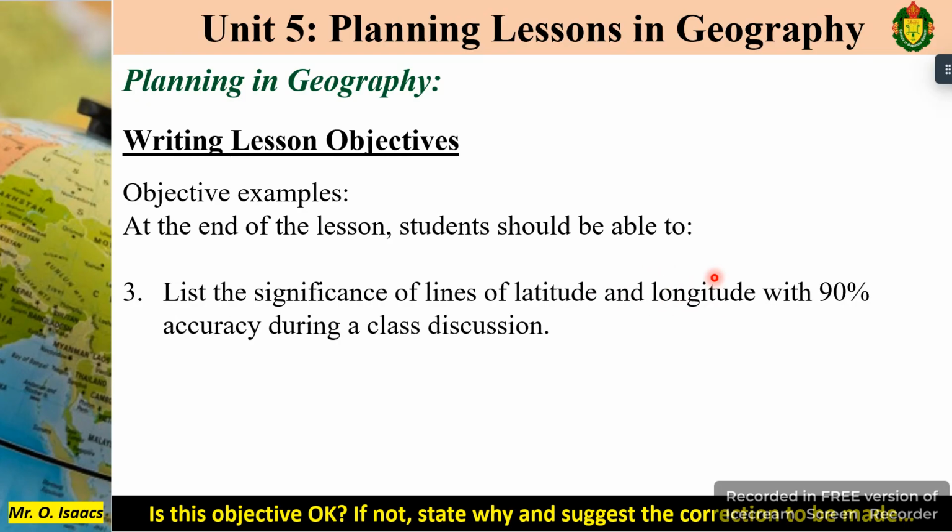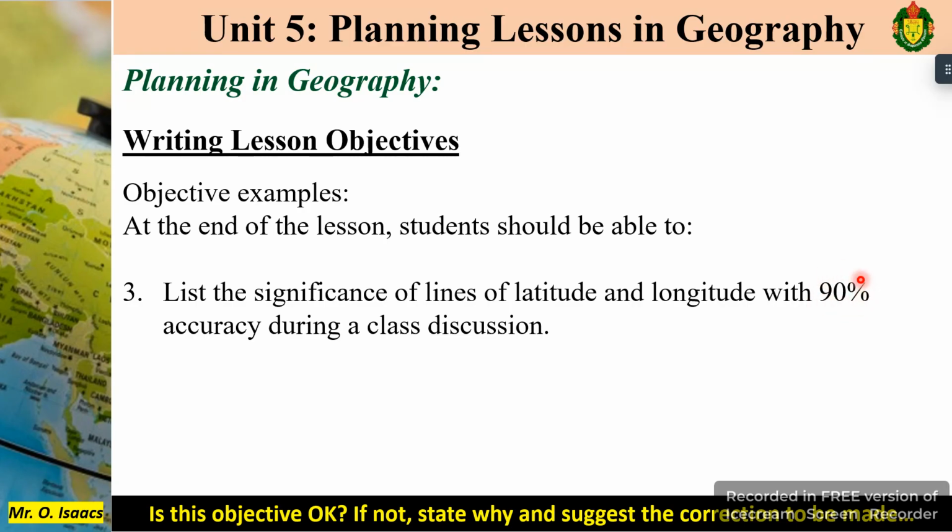Next, list the significance of lines of latitude and longitude with 90% accuracy during a class discussion. So we have our audience, students there already. Behavior, the verb is list, but would list be the ideal word? If you're going to talk about the significance of something, it's going to require more explanation. So it will be ideal to probably explain or examine or evaluate, right?